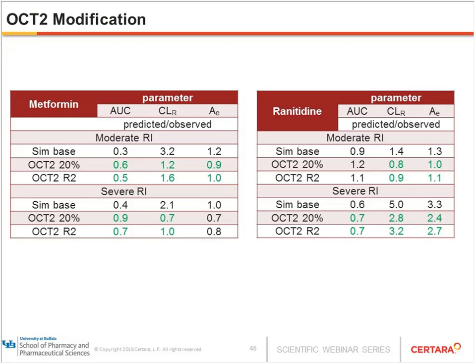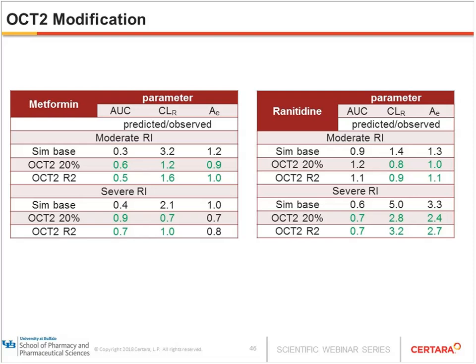So here I have 2 tables that look at the base simulation, decrease in OCT2 expression and a decrease in OCT2 activity, and then the parameter AUC, area under the curve or exposure of a compound, renal clearance, or amount excreted. And when there's an improvement with the modification over the base simulation, I've highlighted that in green. And you can see that for both a decrease in expression or activity of OCT2 for metformin and ranitidine, we've seen improvement in most of these parameters.